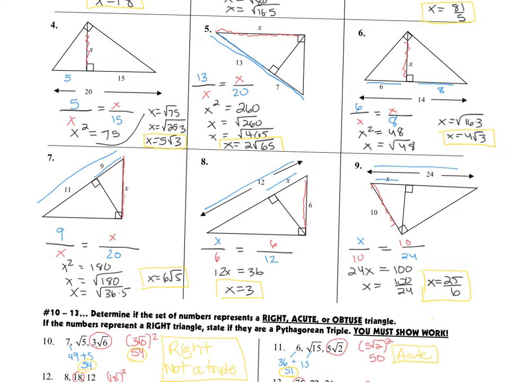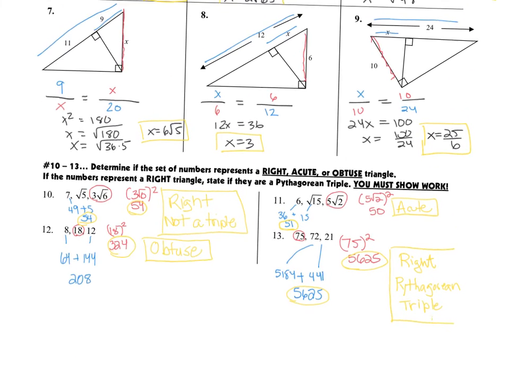Number 8 is a leg problem, so there's my mean at 6, and then there's my part, x, and then I'm given this whole, which is 12. Cross multiply and divide, we get x equals 30. If we look at number 9, it is a leg problem, and there's my mean, and so this is x, that goes there. This whole thing is 24, that goes there. And we cross multiply and divide, and we reduce, and we get 25 over 6.